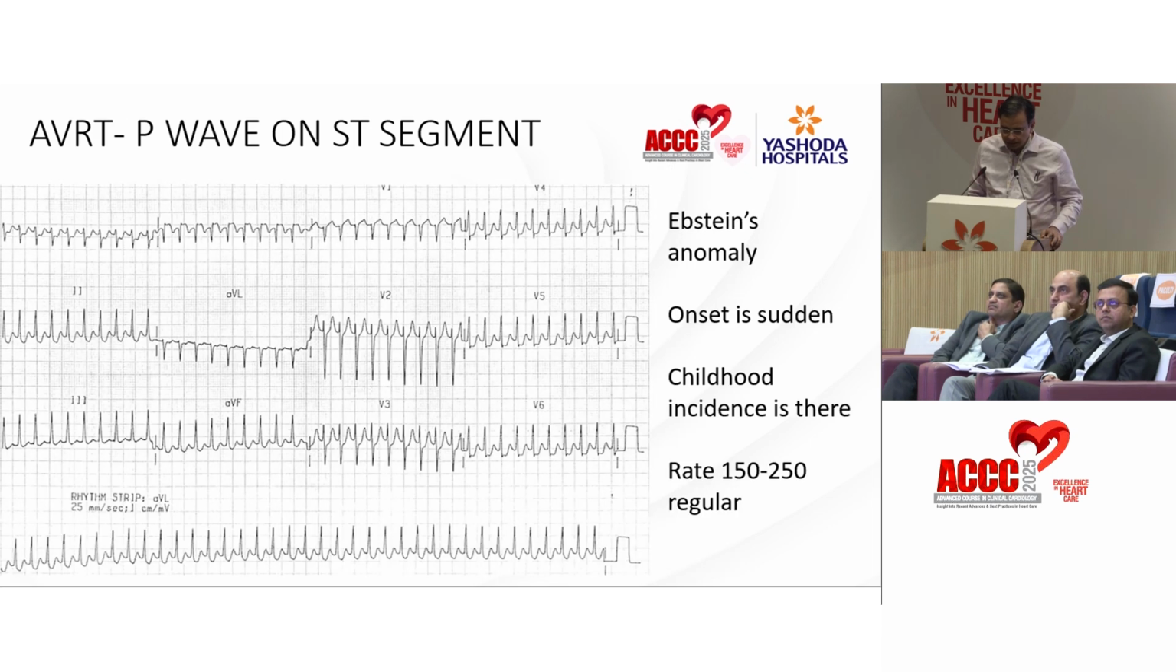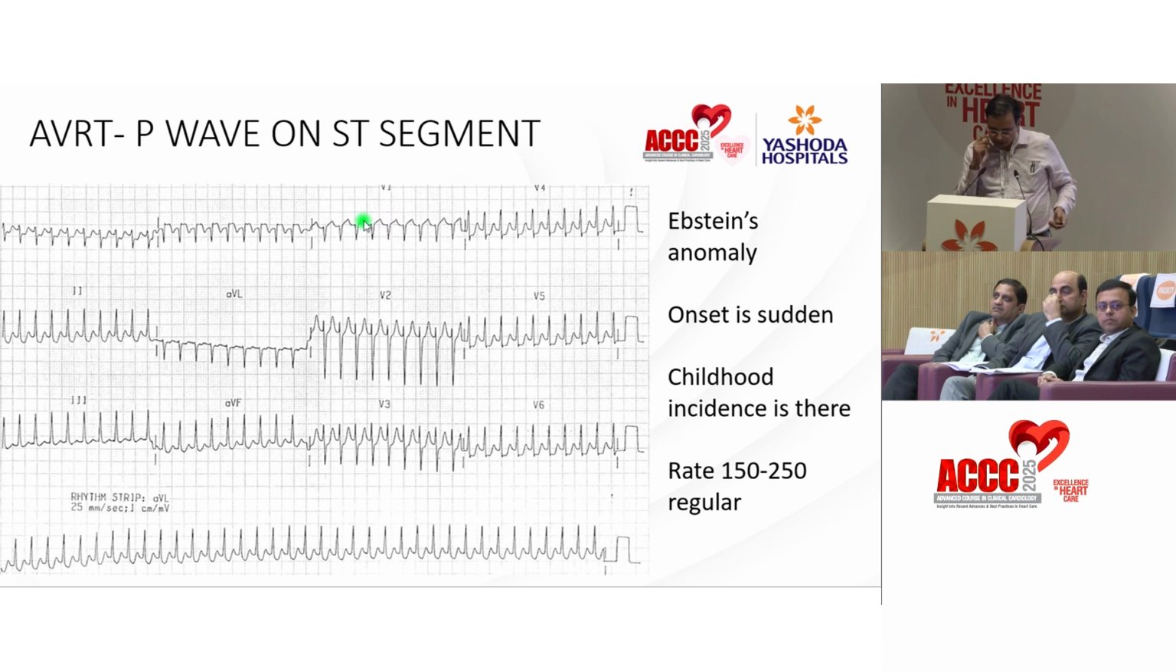This is an example of AVRT. Again, AVRT is also a short RP tachycardia. The retrograde conduction, the conduction backwards, is through the accessory pathway, and antegrade is through the His-Purkinje system. So you have a narrow QRS, but you can probably see a P wave slightly on the ST segment. You can see some deflections on the ST segment in lead V1.